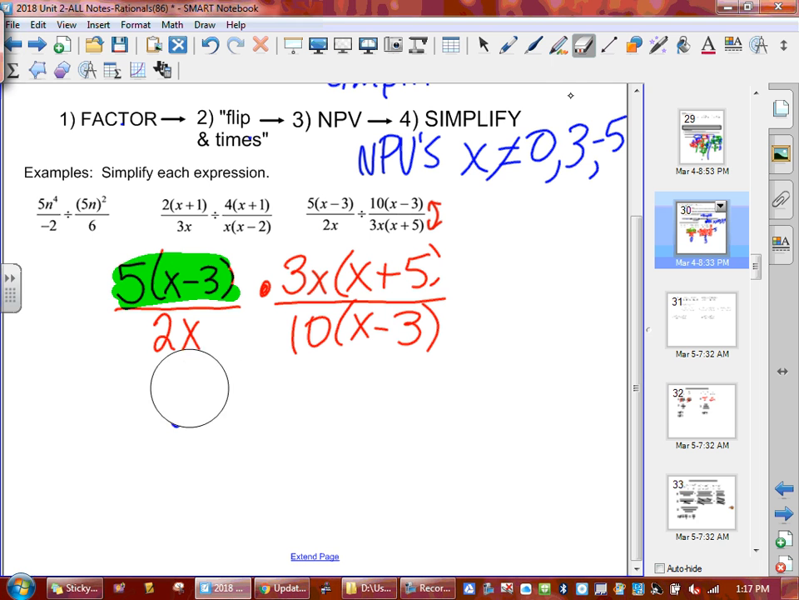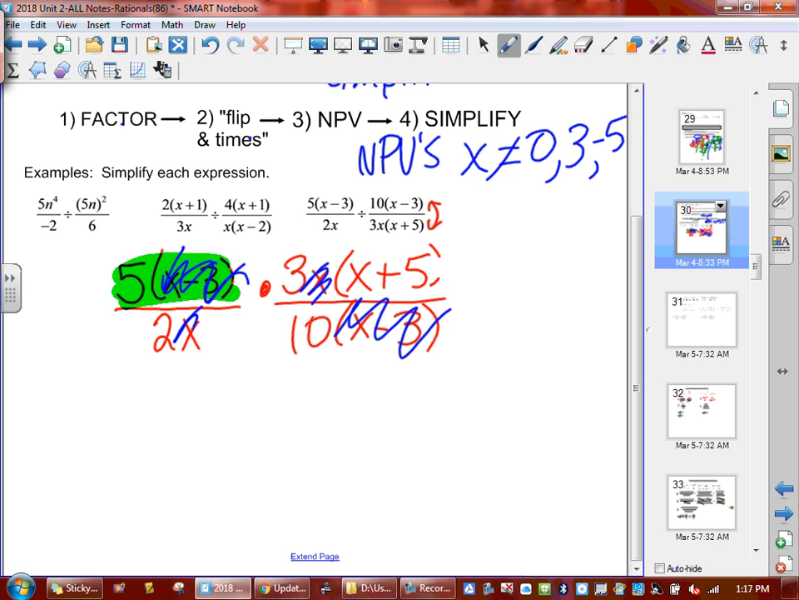Now we get to start wiping stuff off. My favorite. What wipes off right away? x minus 3. I like those ones. What else gets to go? x goes. What about the digits? Reduce 5 and 10. 5 and 10 both divide by 5. Perfect. There's nothing else to reduce.